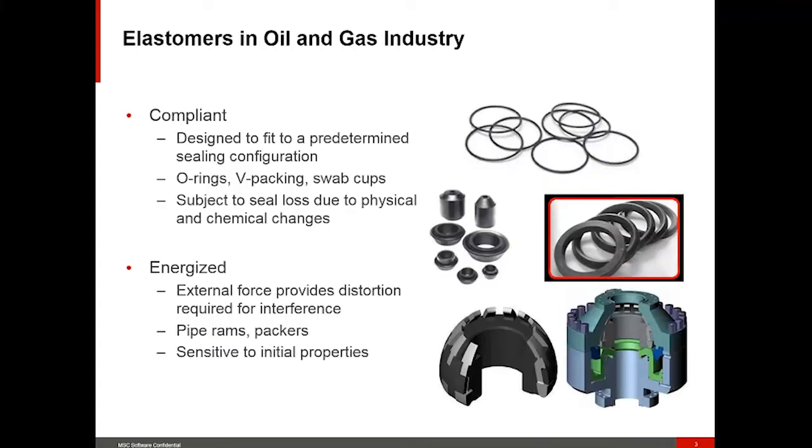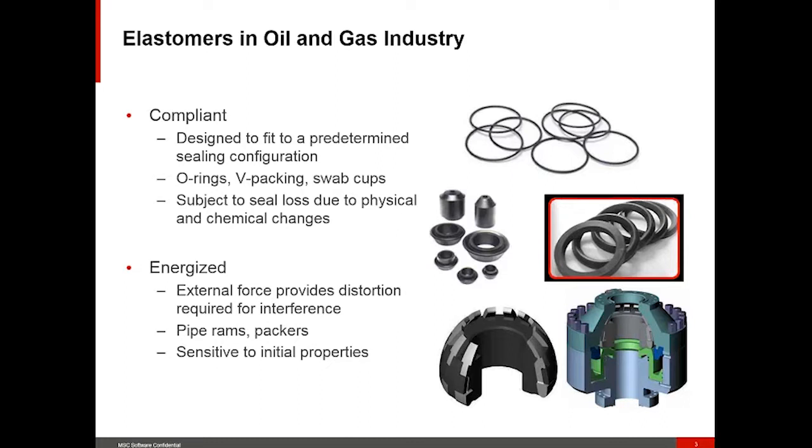Most elastomers usage in the industry falls into two general categories, compliant and energized. Compliant seals are designed to fit to a predetermined sealing configuration. Examples include O-rings, V-packing, and swab cups. The interference between the seal and the adjacent component ensures that an initial seal is made.